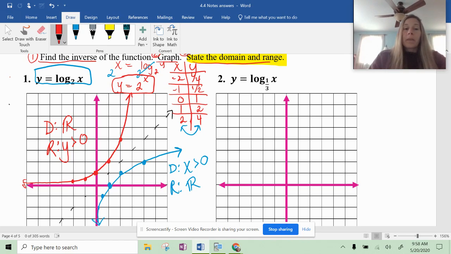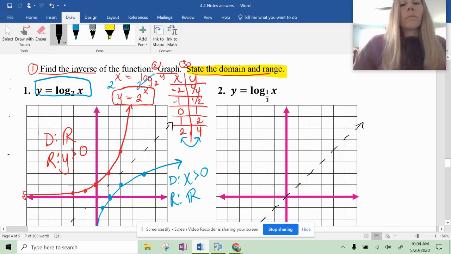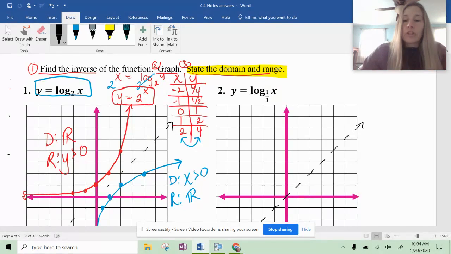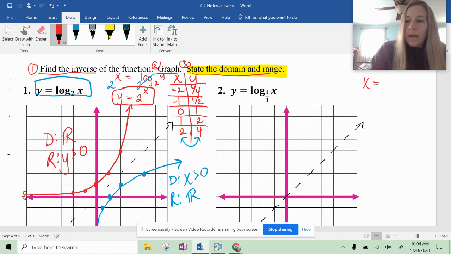So again, in the one color, in the red, I'll do the inverse, and then I'll go back and do the other one in the blue, just so you can compare them a little bit easier. Okay, so let's go on to number 2. So I already have the line of reflection drawn on the graph. So we're going to start out with the inverse. So we're going to find the inverse here. So we're going to switch our x and y.